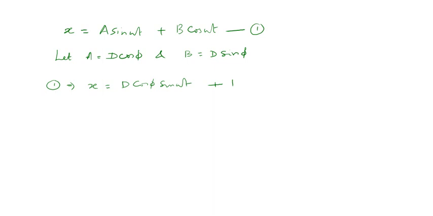So plus d sin phi into cos omega t, we can write it like this. Can't you see there is something common? That is, d is common here. So I can write this one as d into cos phi sin omega t plus what? Sin phi into cos omega t.